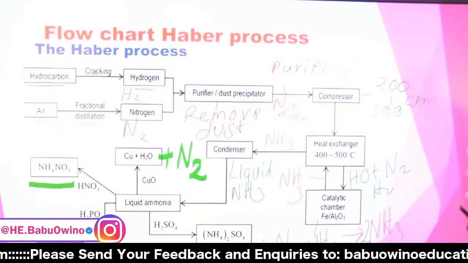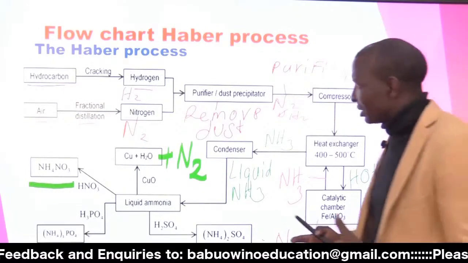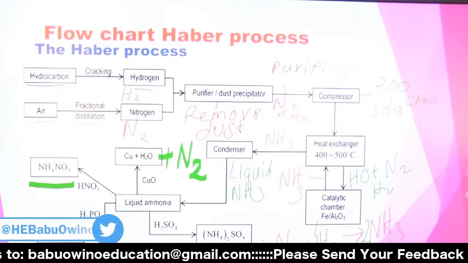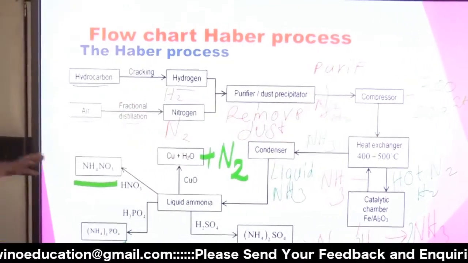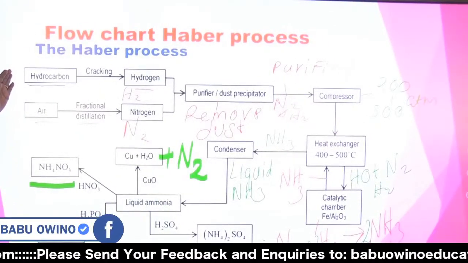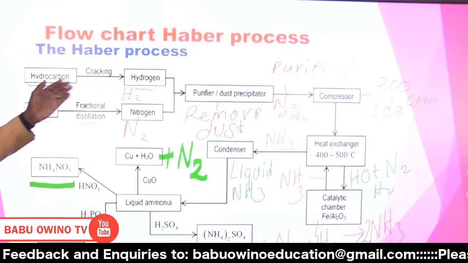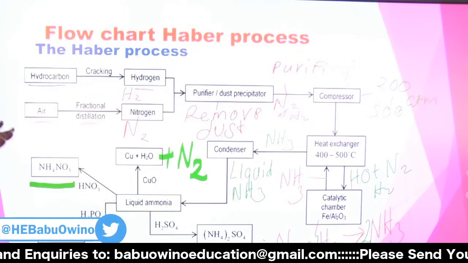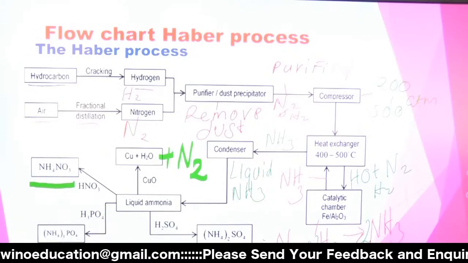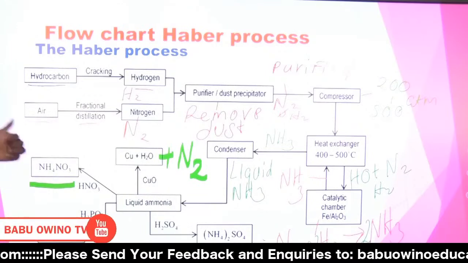So the property of ammonia being exhibited here is the reducing property of ammonia. So this schematic diagram summarizes the preparation of ammonia, all the steps, starting from the source, where the hydrocarbon is cracked to form hydrogen gas. Air is fractionally distilled to obtain nitrogen. In the purifier, the gases are purified to remove impurities which would otherwise poison the catalyst.